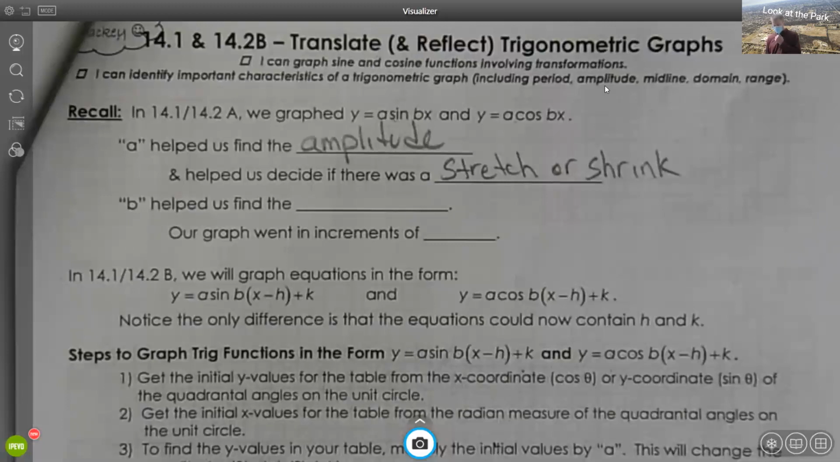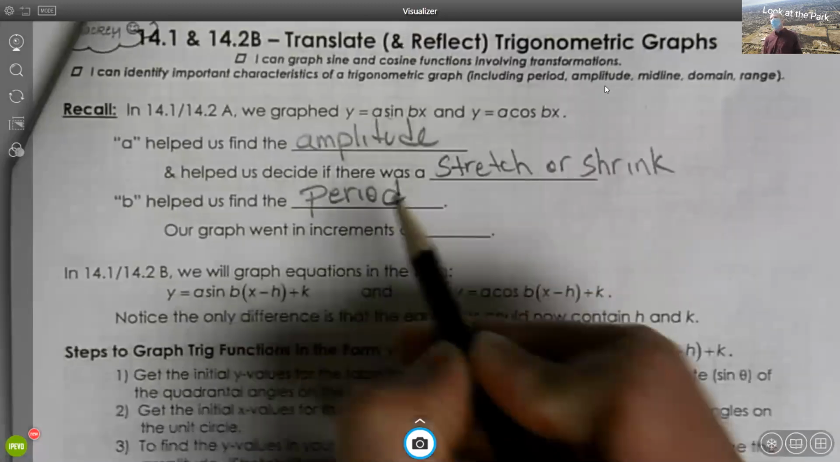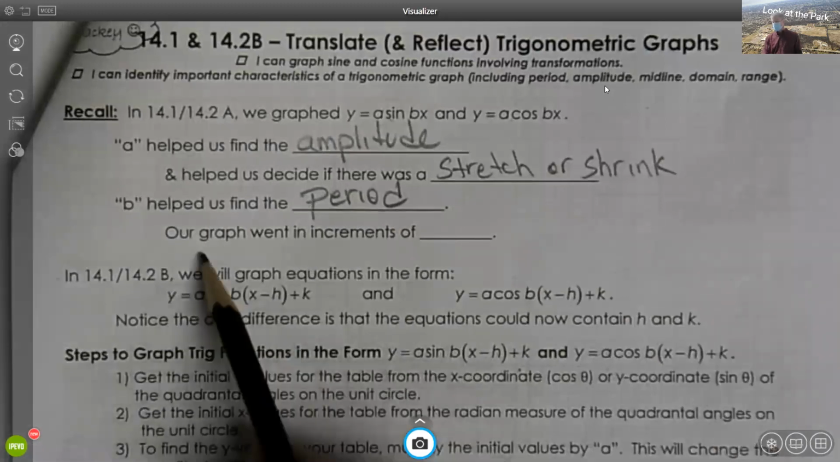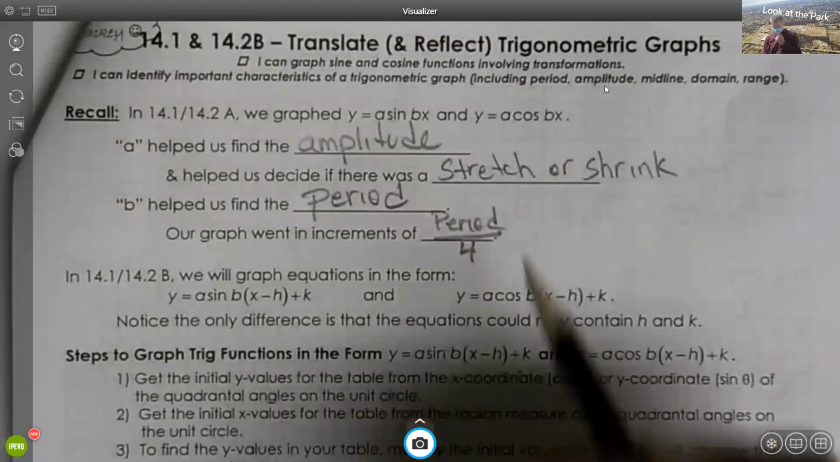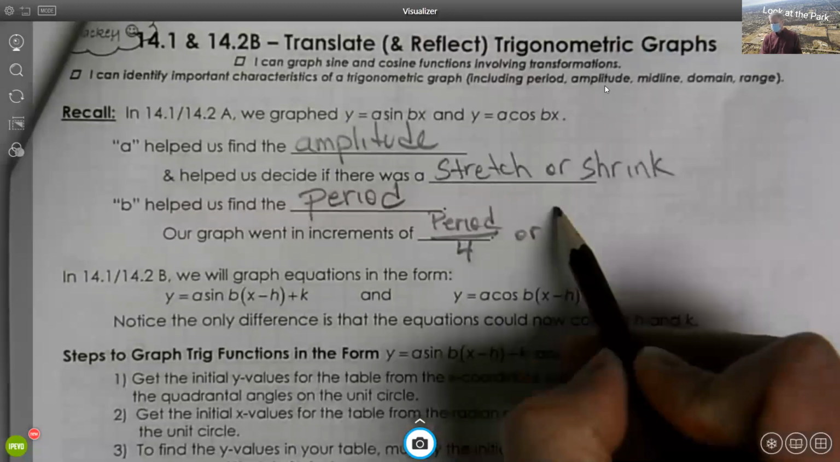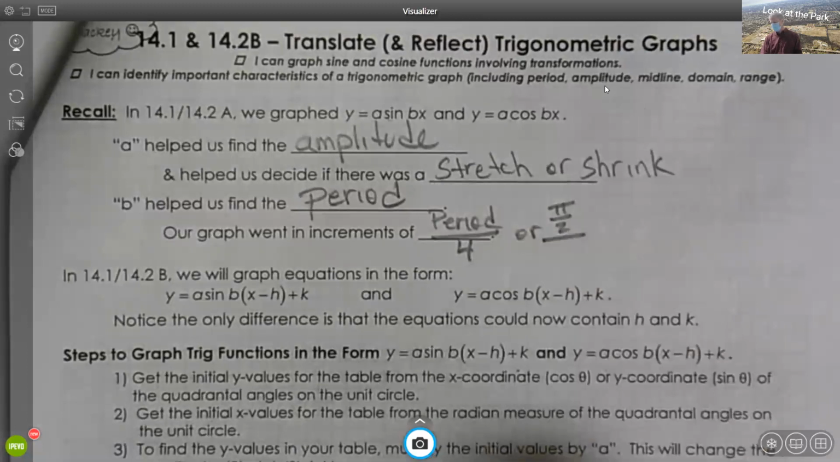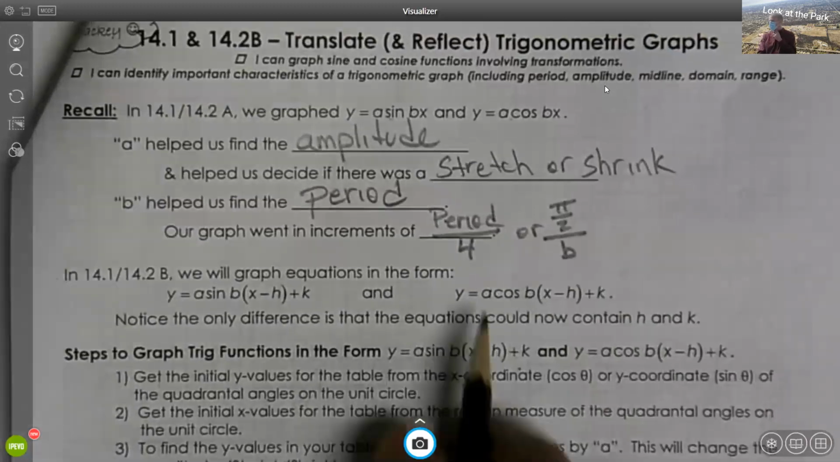The B value helps us find the period. So the period is the degree value that it takes the graph to go through the full cycle. And our graph goes in increments, and the increment is going to be the period divided by 4. That is the increments. Another way you can find increments is pi over 2 divided by b. That's another way to calculate increments. I actually prefer period divided by 4.